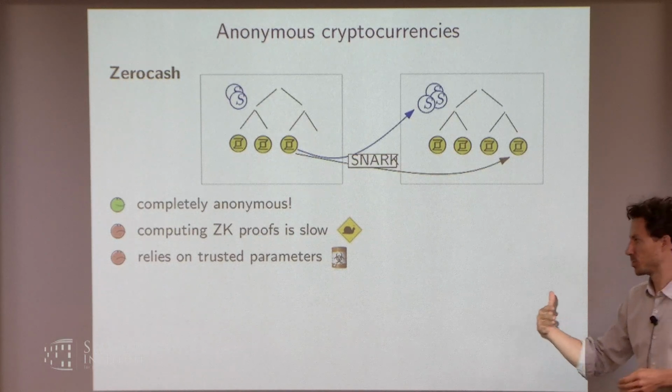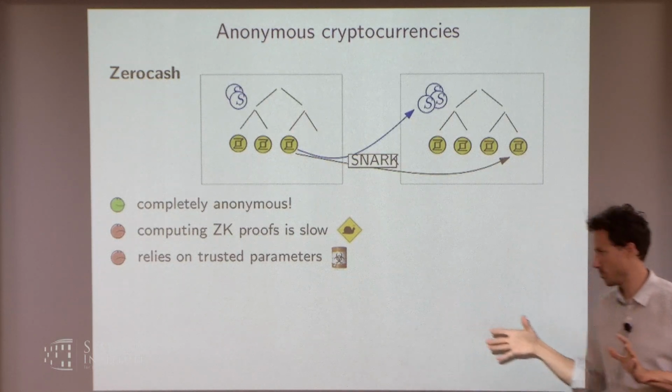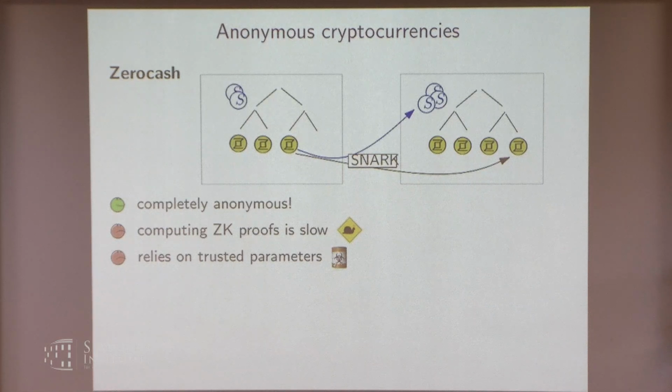That's why the Zcash people refer to it as the toxic waste, which is some value that you need to convince your users no one knows. Because only if no one knows this value, aka the simulation trapdoor for the cryptographers, then you know that your system is sound. So who's verifying these SNARKs?